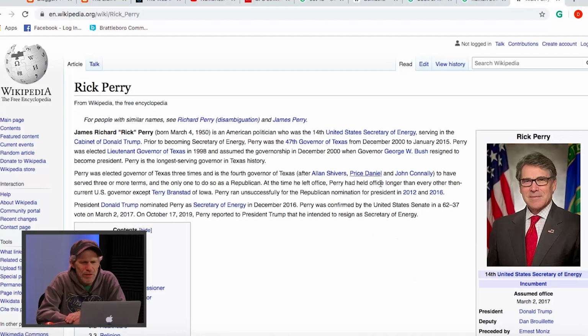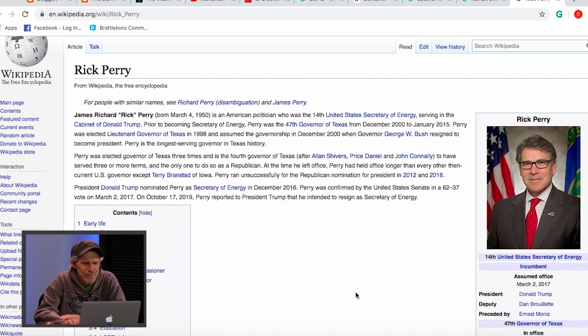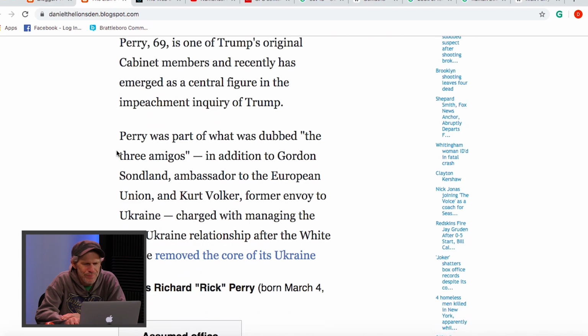And you can go to Wikipedia, and there he is, born on March 4th, 1950, assumed office on March 2nd. He was the 47th governor of Texas. He was the longest serving governor, one of them. He was elected governor of Texas 3 times, and the 4th governor of Texas to have served 3 or more terms. So, long-serving Texas governor Rick Perry. Let's get into the decode here.